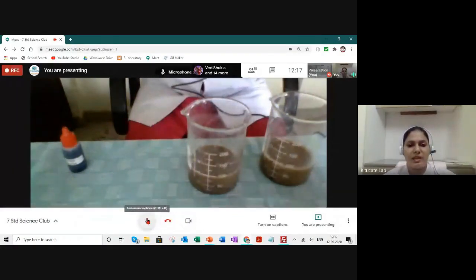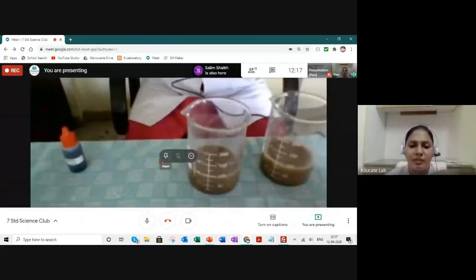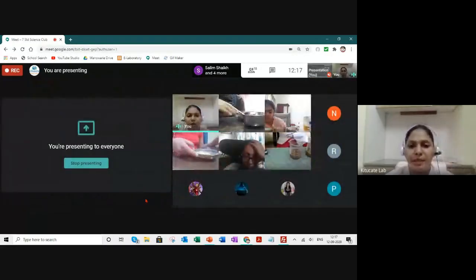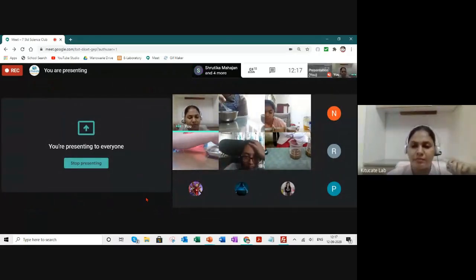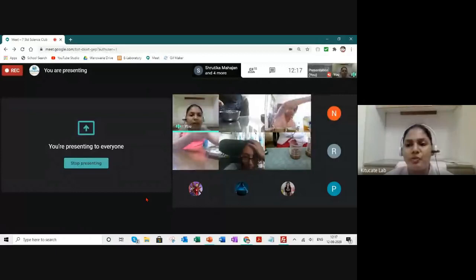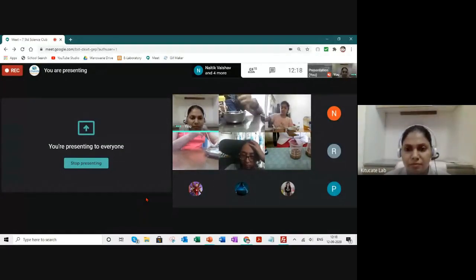We will do the second part of the activity. In the second container where we have added the soil paste, we will add a few drops of vinegar. Now what we are doing by adding vinegar, we are making our soil acidic. Okay, so add a few drops of vinegar.